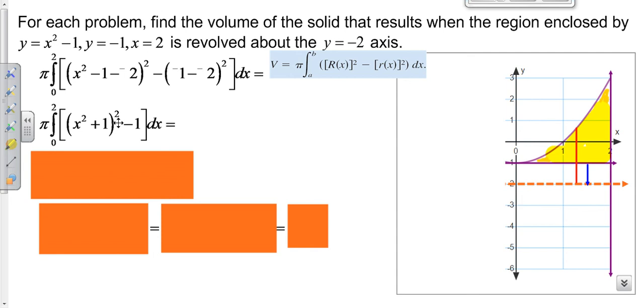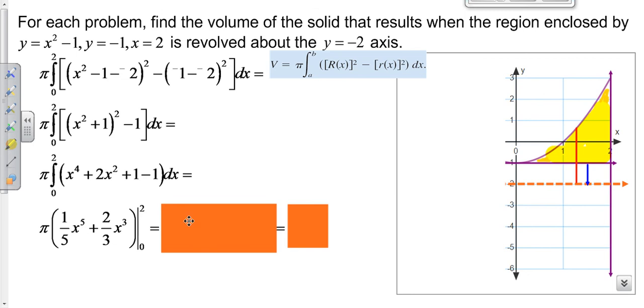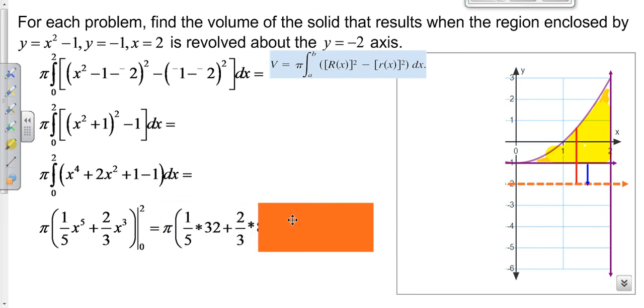So to work this out, we'd have to FOIL this, combine like terms. The 1's are going to drop, so then we just have to integrate the stuff with the x's, increasing them by 1. Then we got to go ahead and plug in our 2, minus what we get when we plug in 0, which doesn't change it. So we get 176 pi over 15.